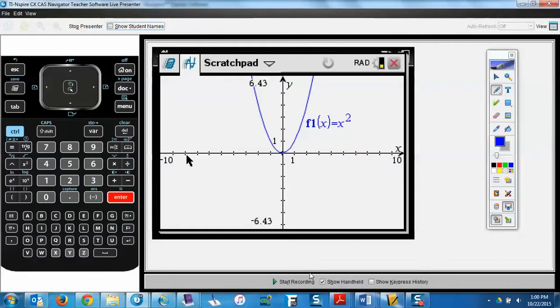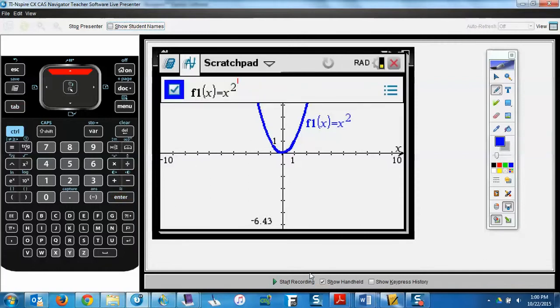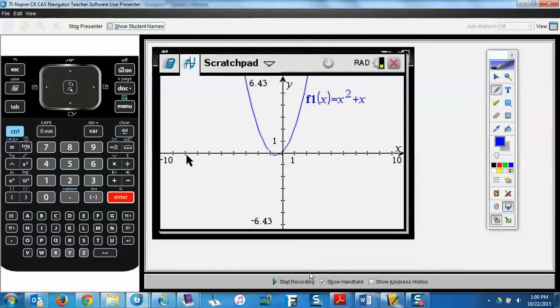All right, so clearly that has axis with symmetry with the y-axis. Okay, now go up and change it to x squared plus x. And so I asked the other class, is this going to be an even function? And some of them said yes, and then some said no, it's an odd function, because if you add the 2 and the 1, you get 3.